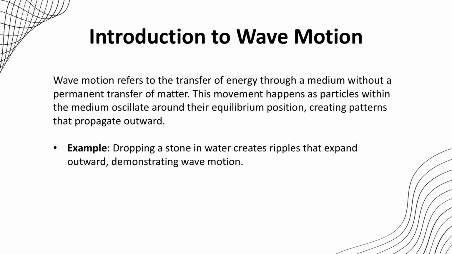Wave motion describes the transfer of energy through a medium without a permanent transfer of matter. As energy moves, particles in the medium oscillate around their equilibrium positions, forming patterns that propagate outward. A common example is ripples created by dropping a stone in water, where energy radiates outward without moving the water itself to a new location.